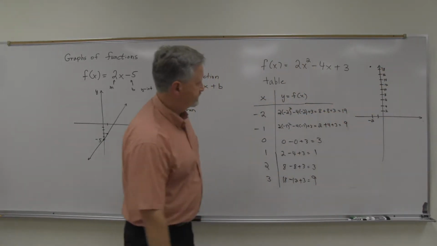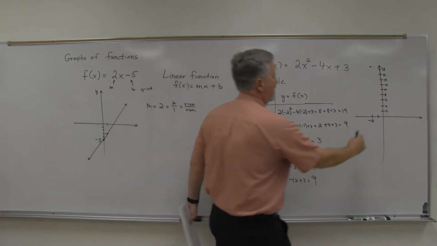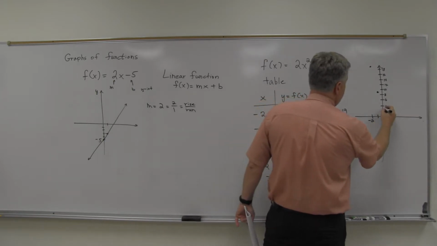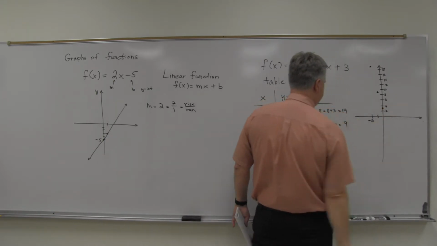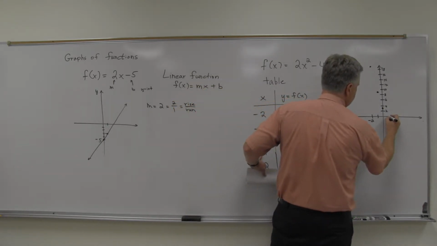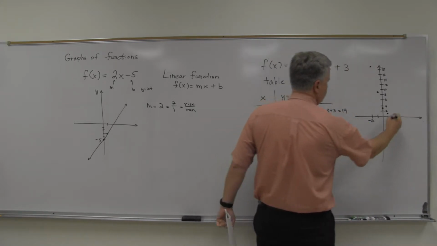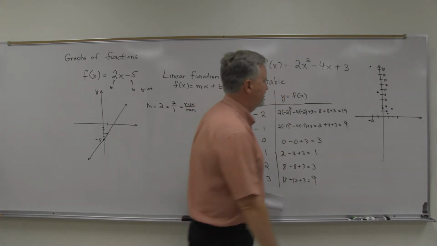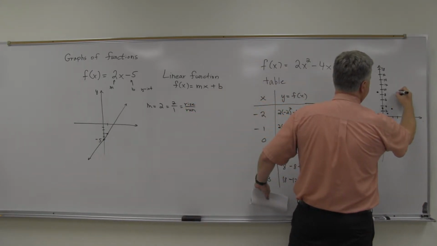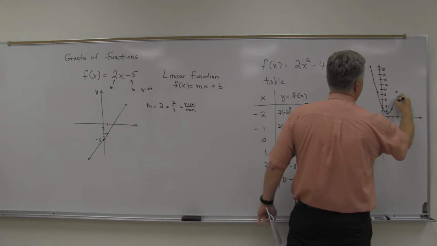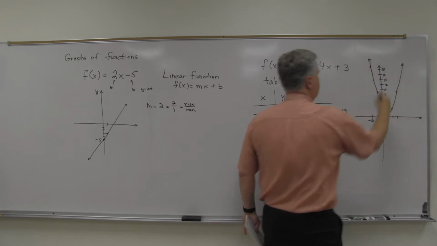All right. And then -1, I'm at 9. 0, I'm at 3. X is 0, y is 3. X is 1, y is 1. X is 2, y is back to 3. I think we can see what's happening. That's why I did the other 3, and then goes back to 9. So it's going back up, isn't it? Yeah, it's going to keep going on both sides.